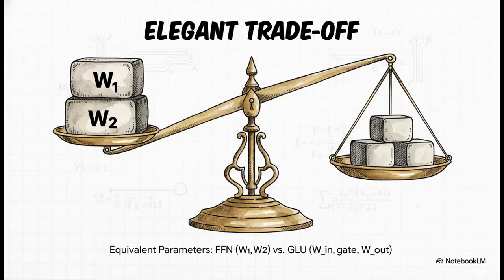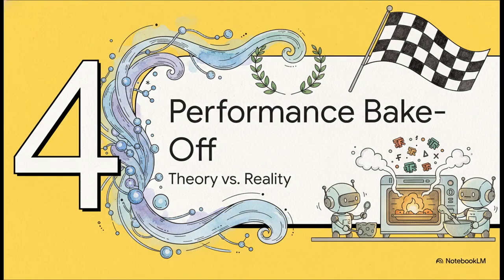Okay, but you're probably thinking, hold on, adding a whole new matrix, doesn't that make the model bigger and slower? And here's the absolute genius of it. The paper proposes a trade-off. To add that 3rd matrix for the gate, you just make the hidden layer smaller. By shrinking them by a factor of 2/3, you end up with almost exactly the same number of parameters. You get the awesome new gate without the cost. It's so elegant.